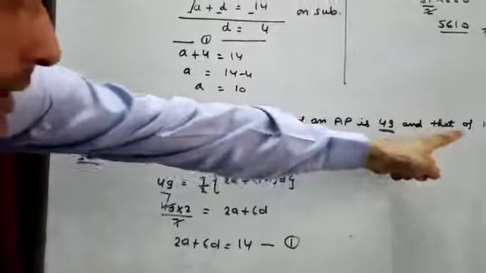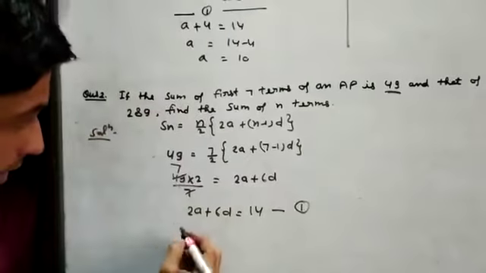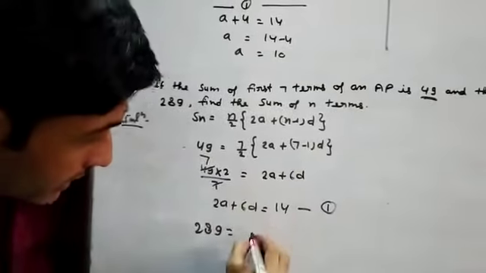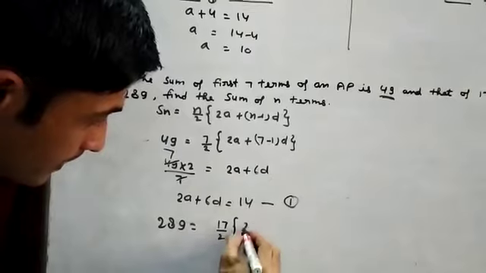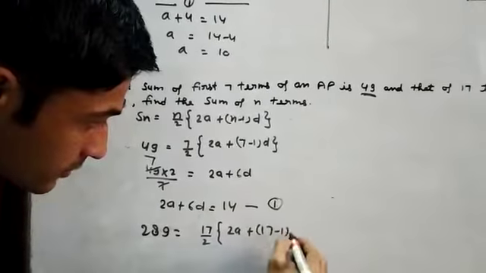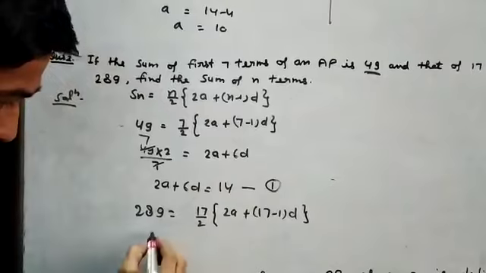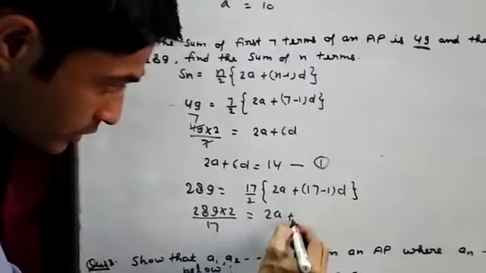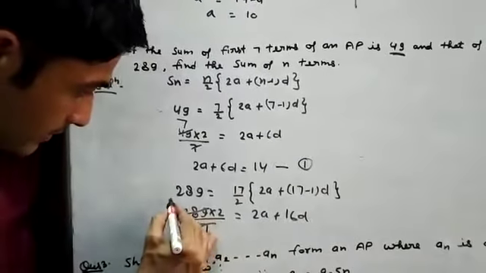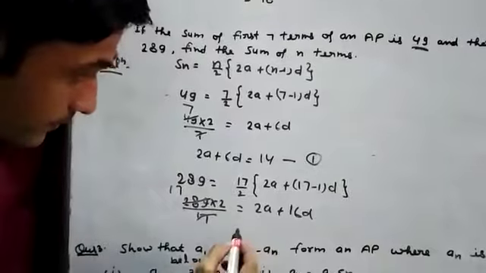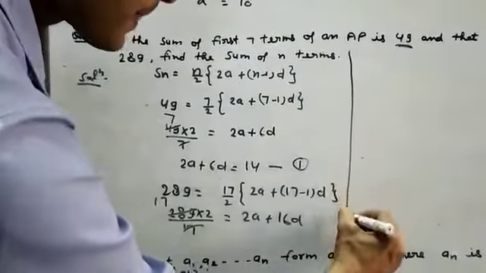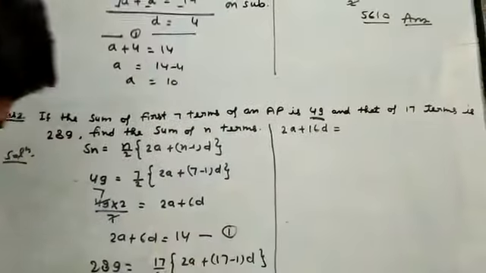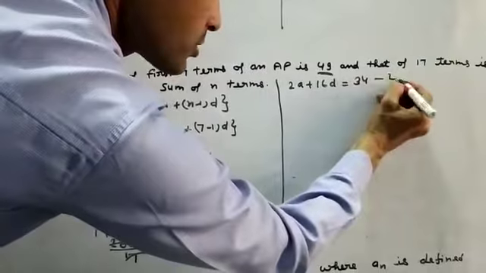Now after it, the sum of 17 terms is 289. Same as, 289 is equal to 17 terms, means 17 upon 2, 2a plus 17 minus 1 into D. Same as multiply 2 upon 17 is equal to 2a plus 16d. 17 times 17, 2 seventeens are 34. So you can write 2a plus 16d is equal to 34. This is equation second.